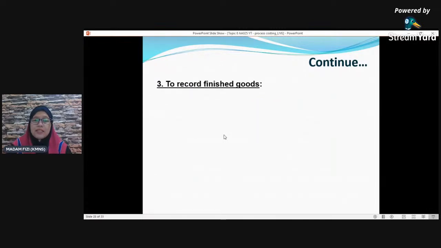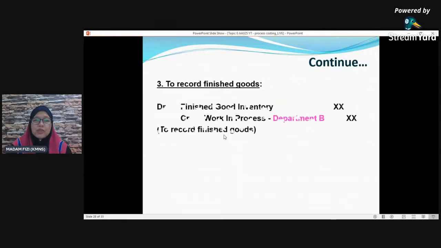And then when it is completed, this is the same, to record finished goods. Debit finished goods inventory and credit work in process Department B, because we are coming from Department B. Don't suddenly have Department A again. Department A is already closed because we have reached Department B. So debit finished goods inventory and credit work in process Department B. The narration is to record finished goods.